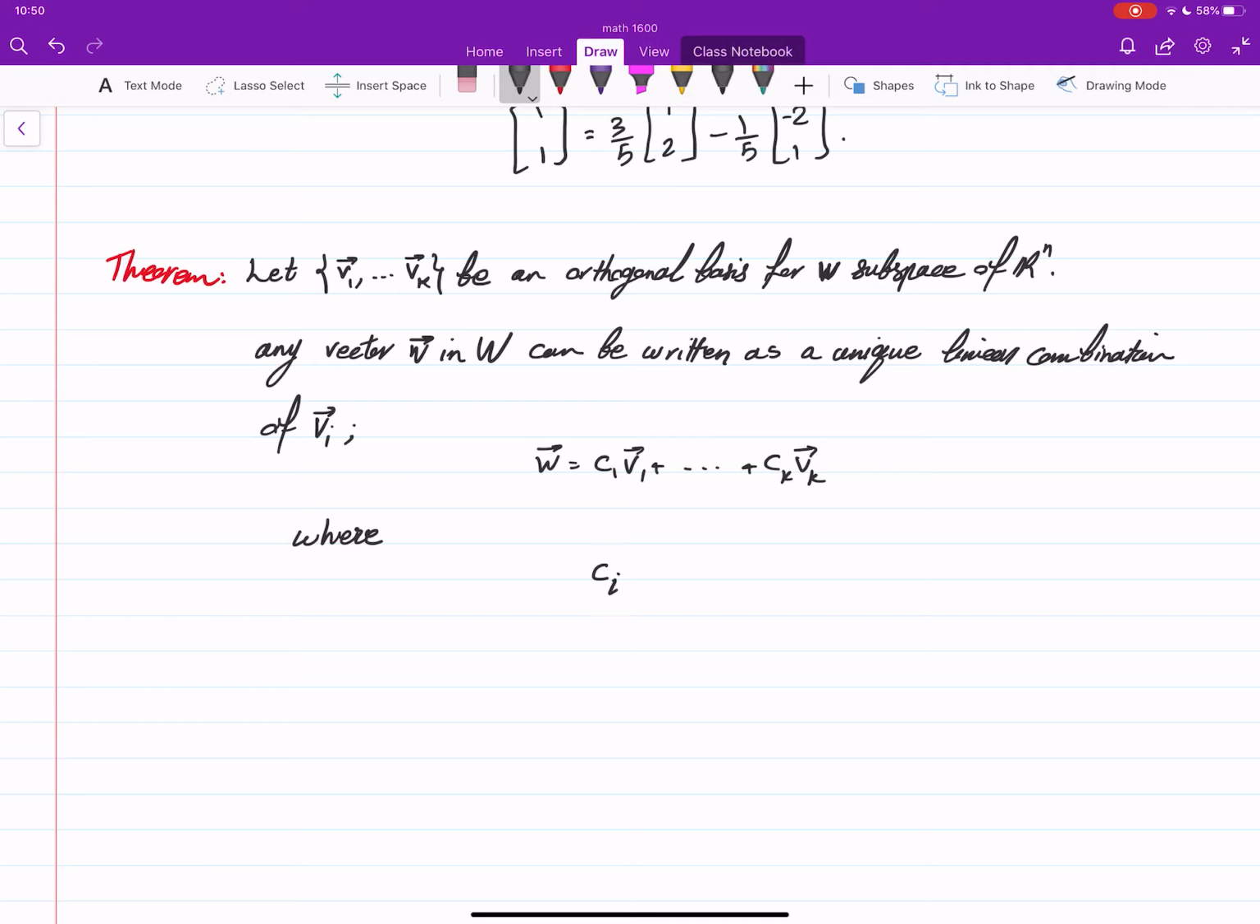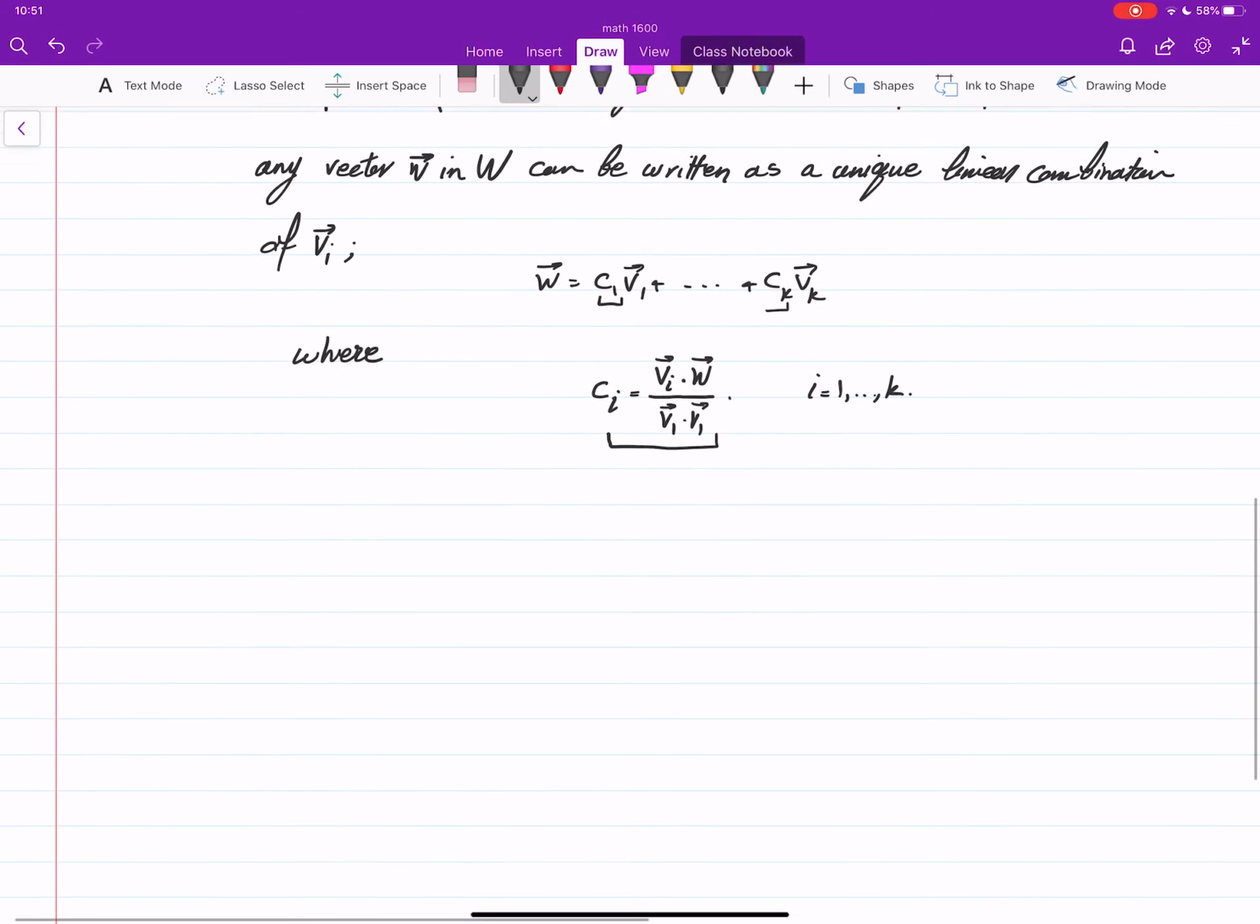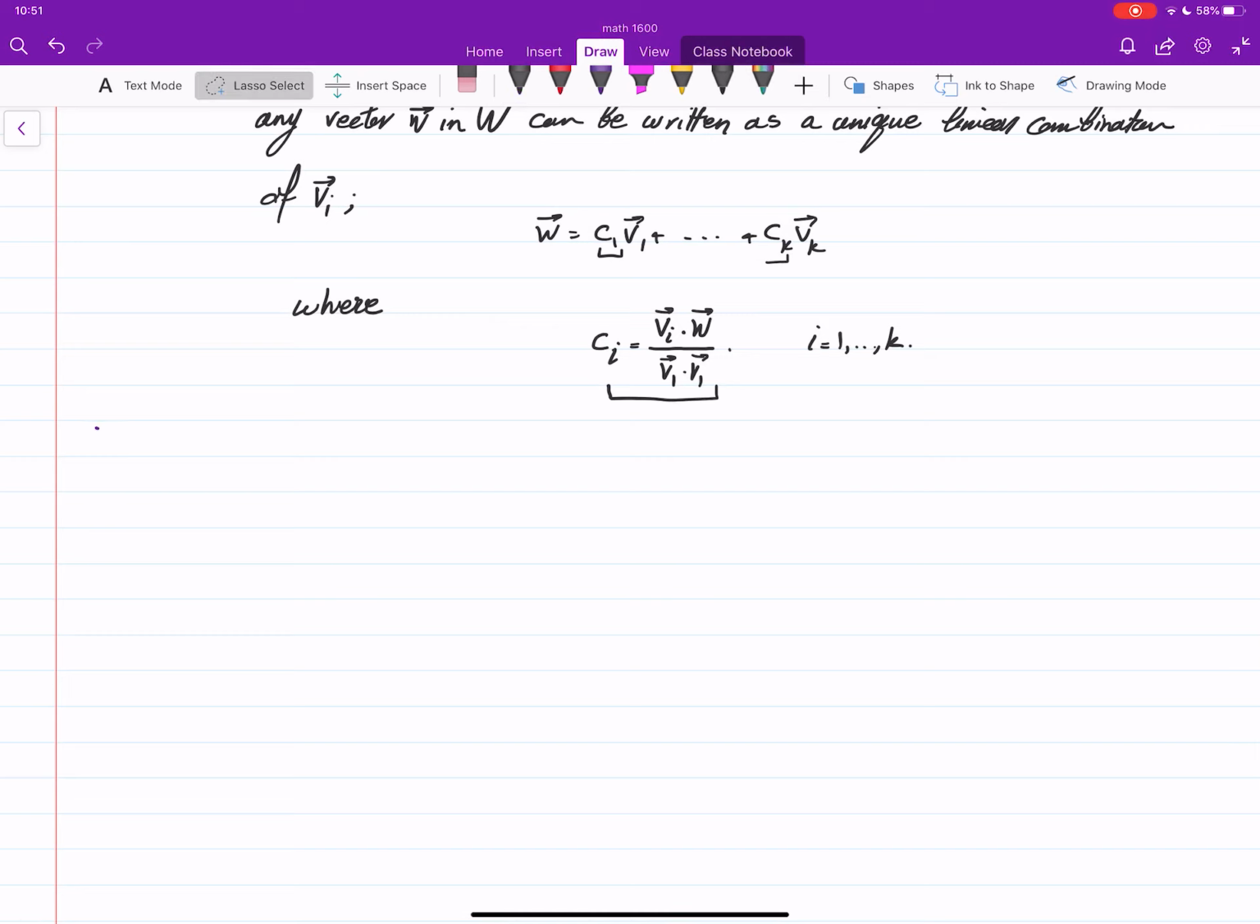Here, for any coefficient Ci you want, I have a formula. You find the dot product of Vi and the vector W, over Vi dot Vi. This formula is what makes it easier to compute, and this is for all i from 1 to k. Compare it to other bases. If you don't know the basis is orthogonal, then you have to form a set of equations, a linear system, and solve it, and each time you will get different things. But when it is an orthogonal basis, we have a formula for each one of these coefficients.